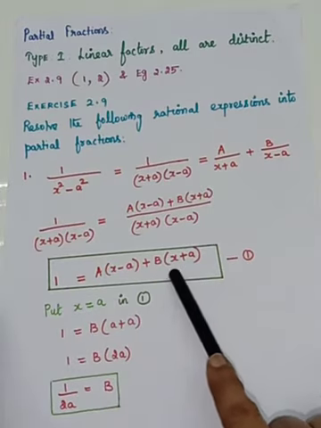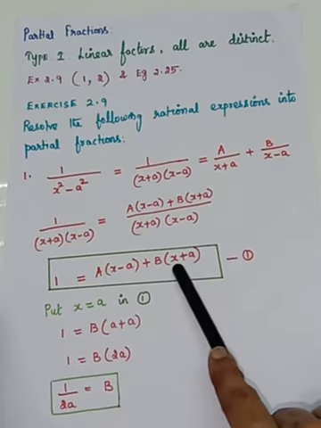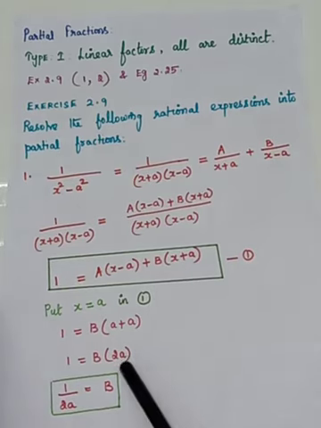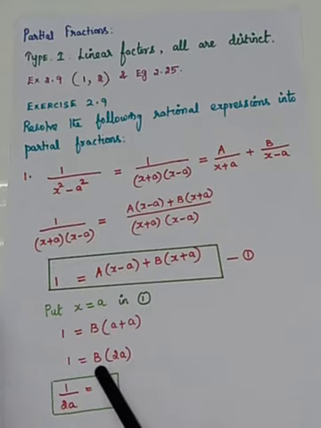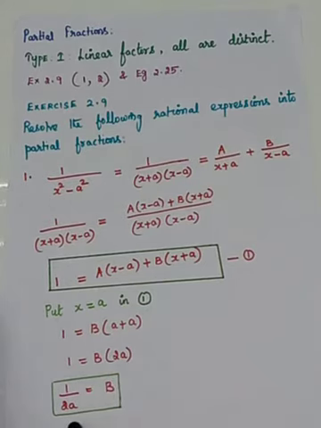Plus b into, in the place of x, what do you have to substitute? A. So what is a plus a? That is 2a. From that, you can find the value of b. So b into 2a, they are in multiplication. When you take it to the other side, it will come as a division. So b is equal to 1 by 2a.